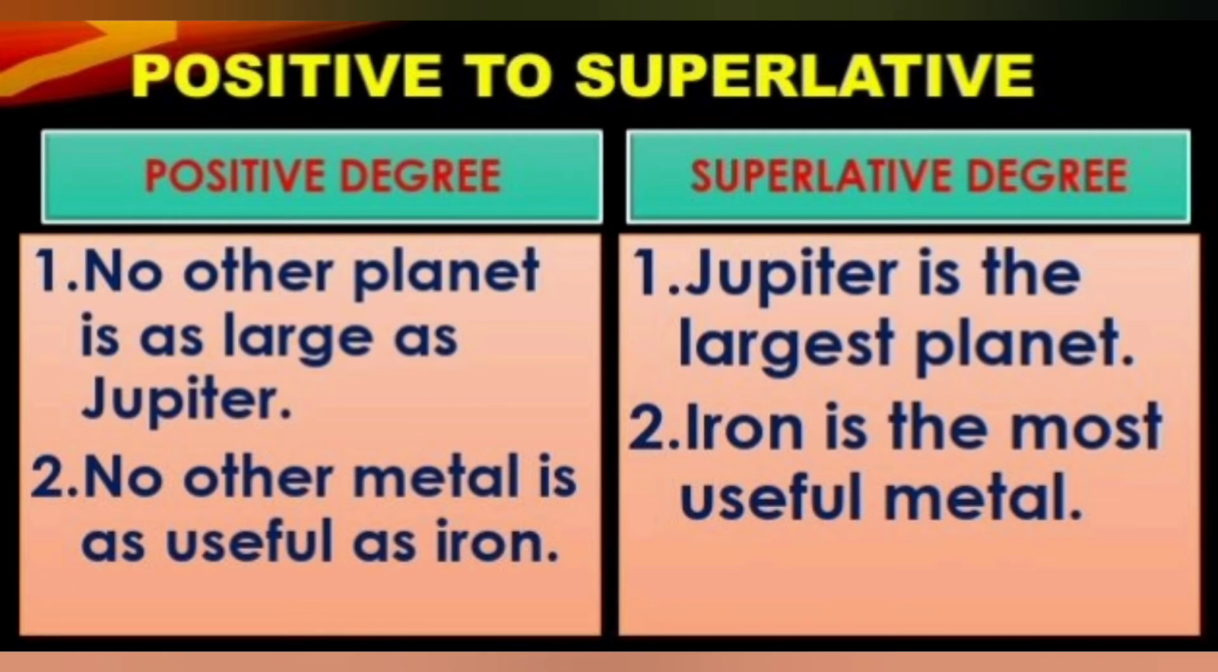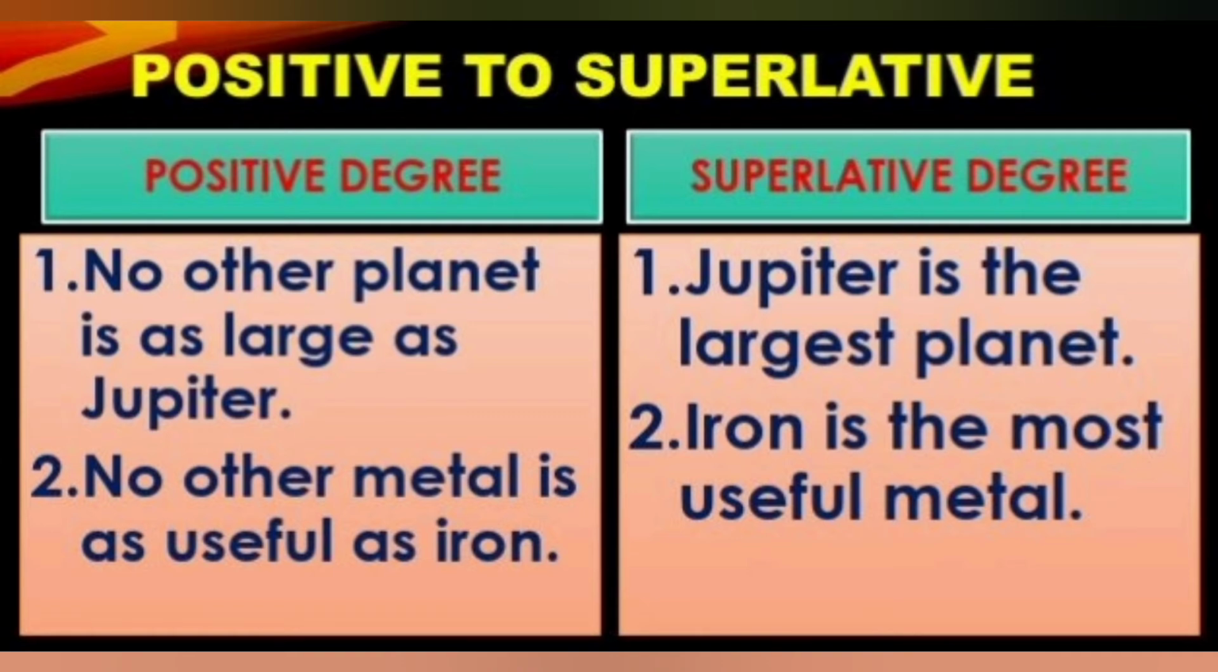So in superlative degree, the keyword is "the," and it should be used before the adjective: the largest. So Jupiter is the largest planet. And the next sentence: No other metal is as useful as iron. We have already discussed this sentence earlier. "No other metal" is the first part, "iron" is the last part. They change sides. Iron is the most useful metal.